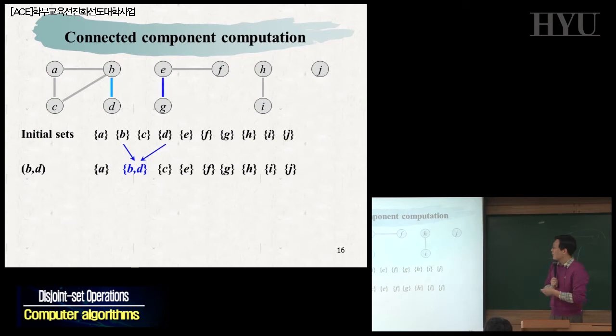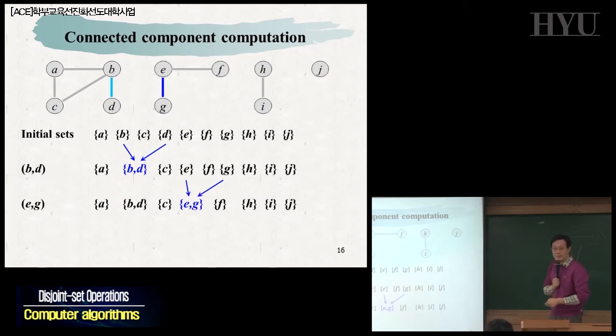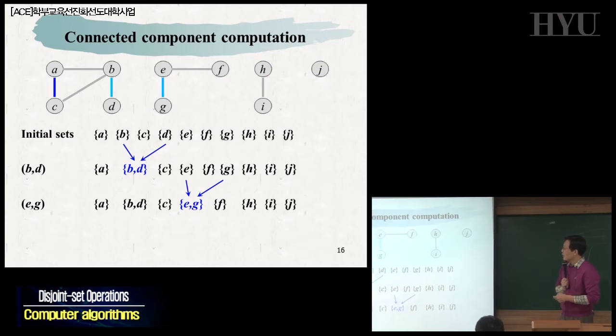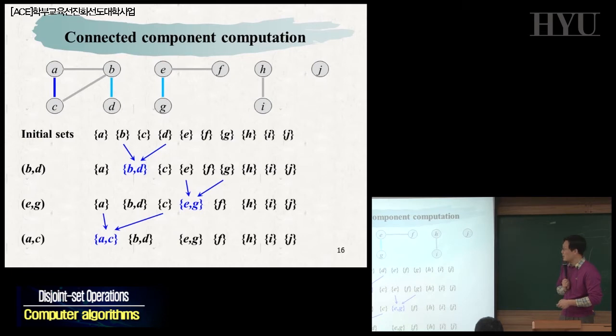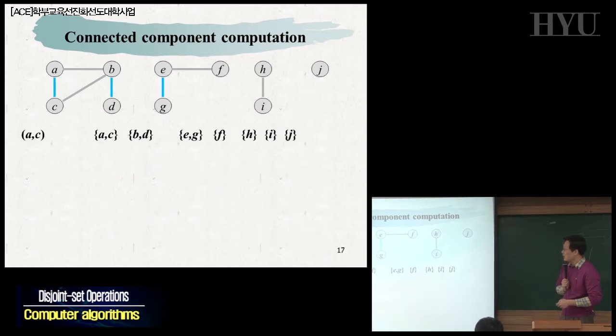And then this edge between E and G, and these two sets are united. Next, AC, we do the same thing, AC. Next, H and I are united.